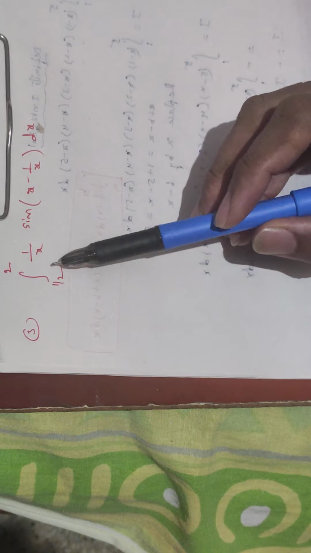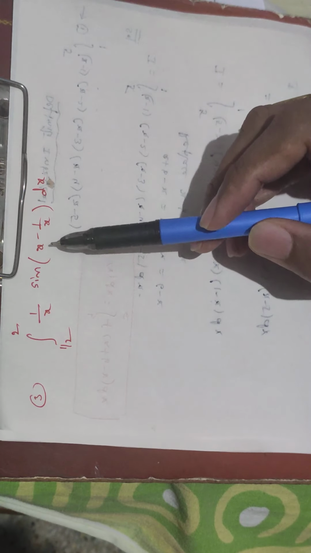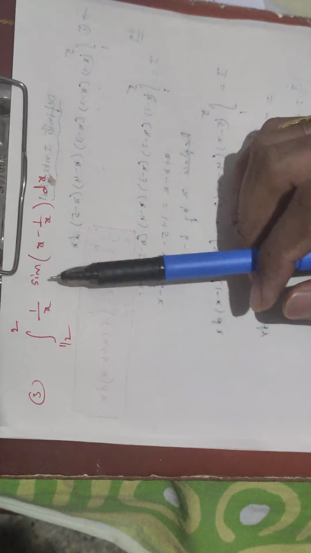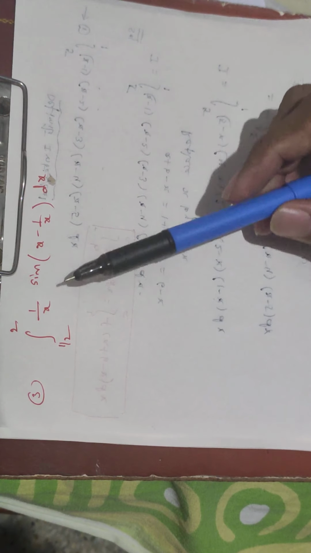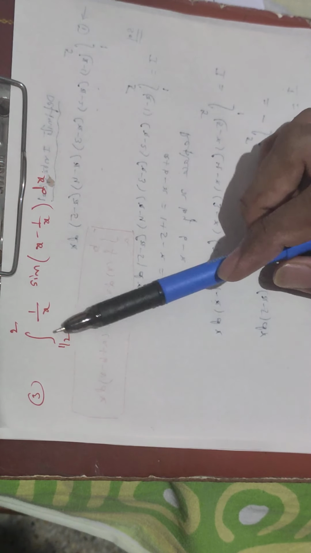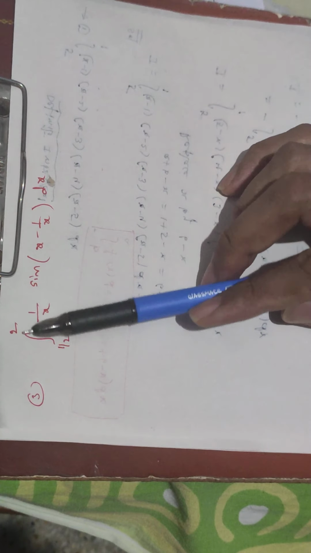Next, third problem. Integral from 1 by 2 to 2 of 1 by x into sine of (x minus 1 by x) dx. So here, by observation, it is also one of the critical integrands. But compulsorily we can use any one method. We can evaluate this one. So what is the observation here? Here the limits are given as 1 by 2 to 2. One is the reciprocal of the other. One limit is the reciprocal of the other.